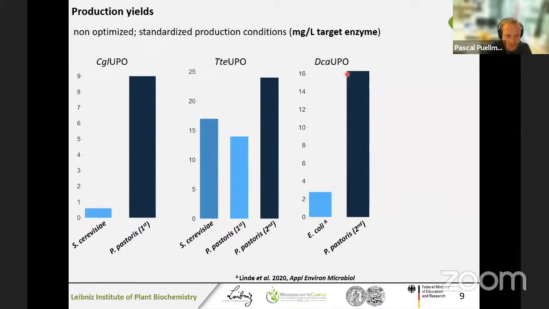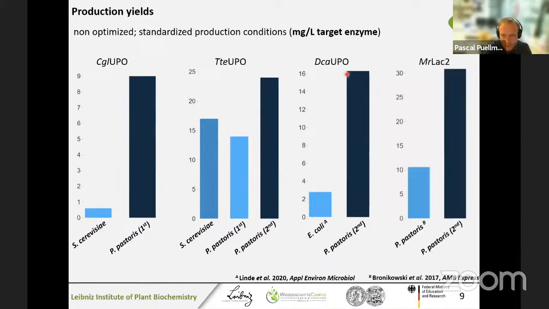Using UPOs as a test set was already quite good because they are challenging enzymes. So we already felt pretty confident about the system, but we also wanted to show that it works with other enzymes, because of course there are other very interesting enzymes to work with. So we took laccases, which are also of great interest, and took a laccase that was reported to be producible with Pichia, and original reports stated 10 milligrams per liter. By applying our combined shuffling, we could triple that, going up to 30 milligrams per liter.